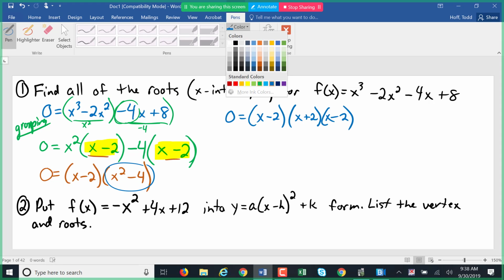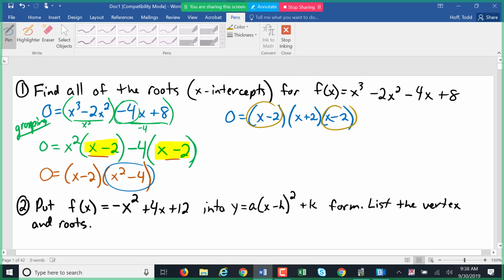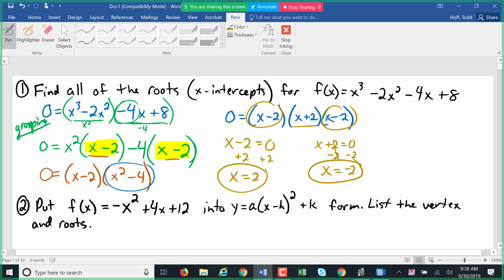So we go to solve these, we're going to find that two of them give us the same equation. X minus 2 equals 0. Solving that by adding 2 gives us x equals 2. This one, of course, gives us x plus 2 equals 0. Solving that for x, you subtract 2, x equals negative 2.